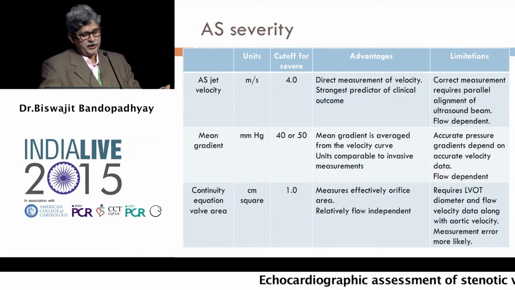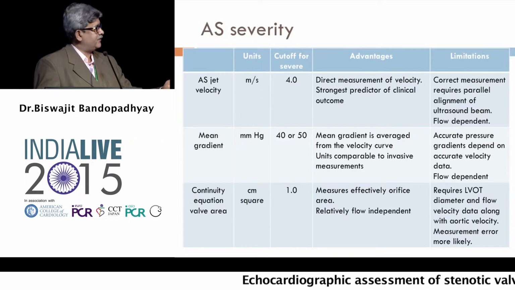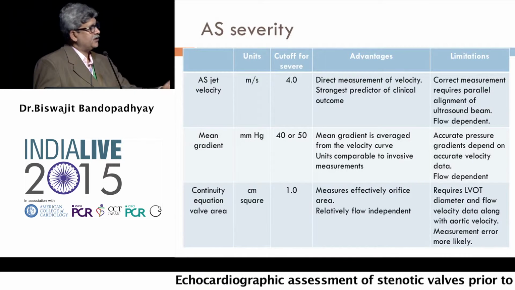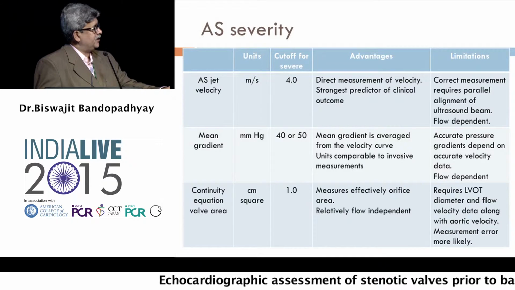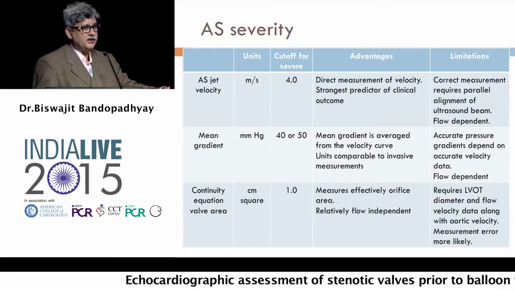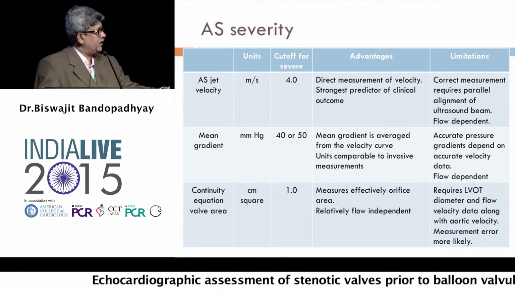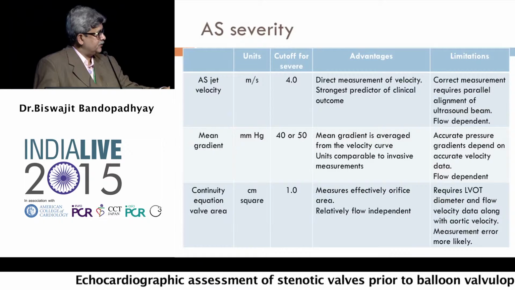Severity-wise, for the AS jet velocity in meters per second, the cutoff for severe is 4. The advantage is direct measurement of velocity, the strongest predictor of clinical outcome. But the limitation is that correct measurement requires parallel alignment of the ultrasound beam. That is very important to get a correct gradient. And it is always flow dependent.